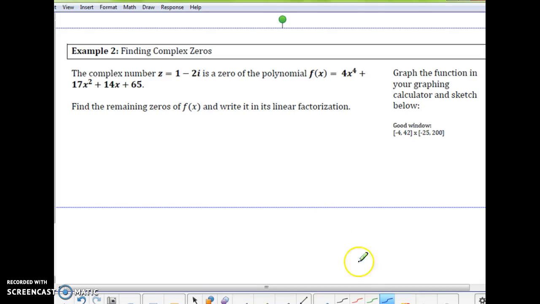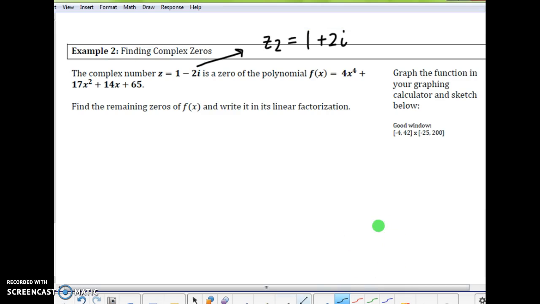Okay, this is a pretty intense example. This is finding all the zeros of a polynomial and then getting it into a linear factorization. So I'm going to tell you have one zero at 1 minus 2i, which automatically should tell you that your other zero is at 1 plus 2i. Now there are two very different ways to handle this problem.